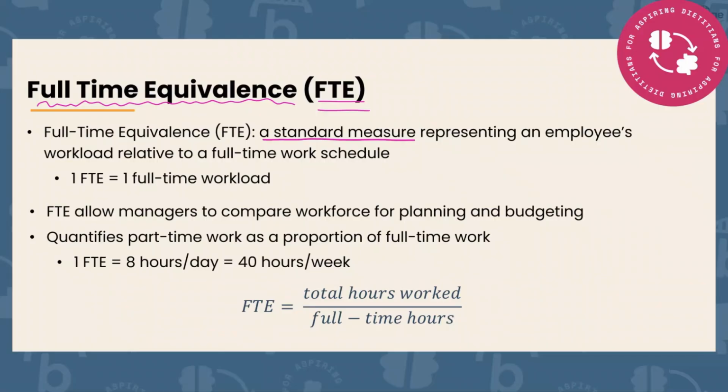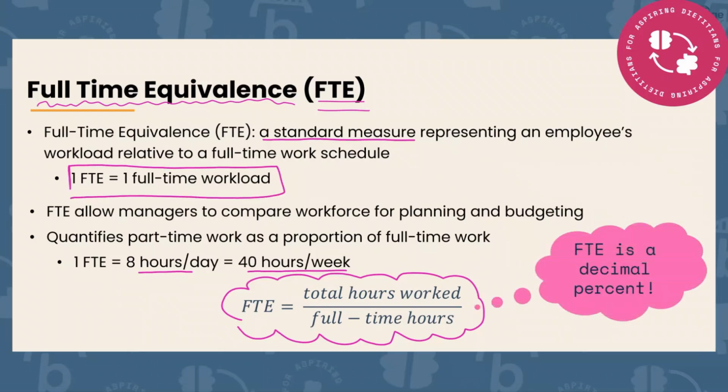The equation is pretty simple. FTE is equal to the total hours an employee works divided by the number of full-time hours. In most settings, that's either 8 hours per day or 40 hours per week. So when we say someone works 1.0 FTE, we mean they're working a full-time caseload. If they work 20 hours a week, they're at 0.5 FTE. This is just another per equation. We're measuring how many hours are worked per one full-time schedule.